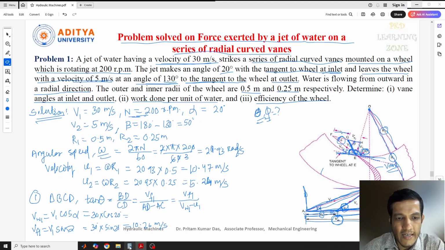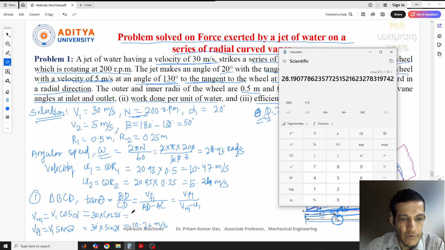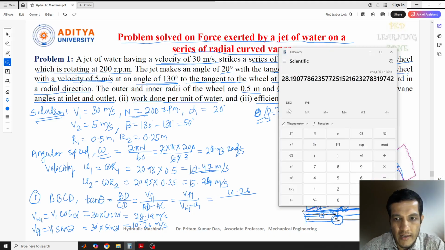Similarly cos alpha is there, we can find out immediately. This is 20 degree, go for trigonometry, cos alpha multiply 30 here, 28.19. So VW1 is 28.19 meter per second. So put the value here. VF1 is 10.26, and here in the denominator VW1 minus E1. VW1 is 28.19. E1 we have calculated as 10.47. So I'll just deduct this and write directly.